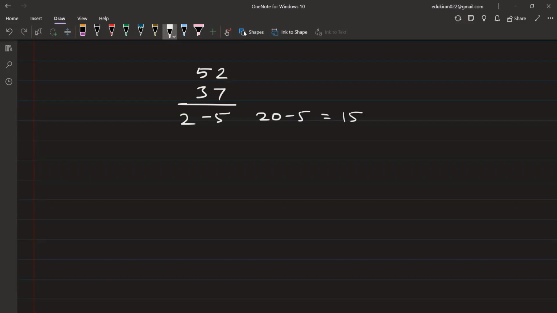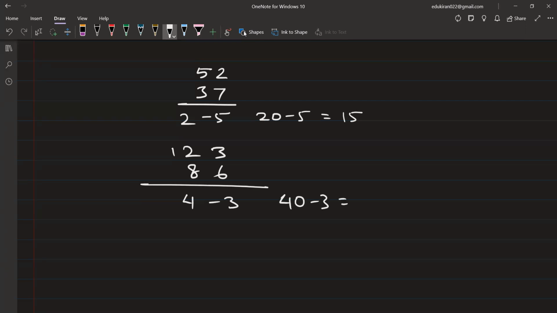You can go even further. Let us say 123 minus 86. 12 minus 8 is 4. 3 minus 6 is minus 3. So 40 minus 3 is equal to 37. A bit easier.